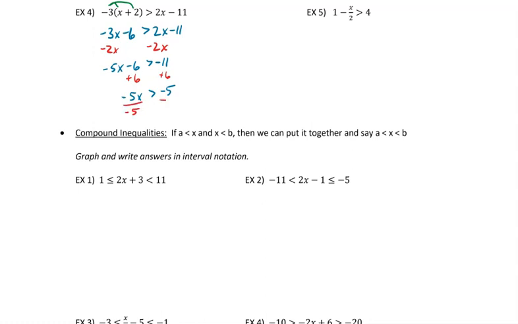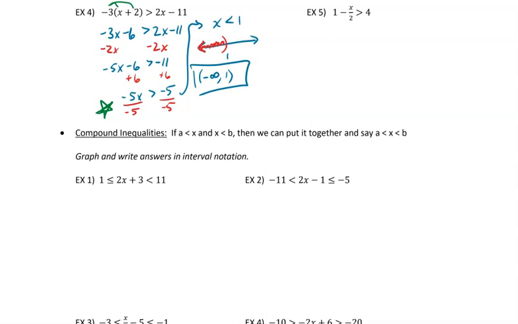Divide both sides by negative 5. And again, we just said divide by a negative. So that means we are going to go ahead and flip the inequality, so it's now going to be less than 1. Write that in interval notation. We have 1 right here. It's going to be shaded to the left. So that is going to be negative infinity to 1. And oops, I forgot the parentheses. But they will both have parentheses on them.